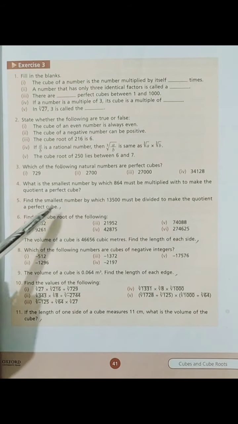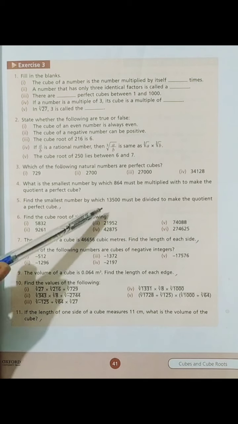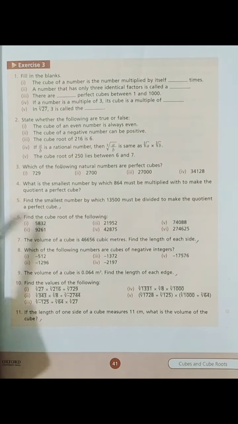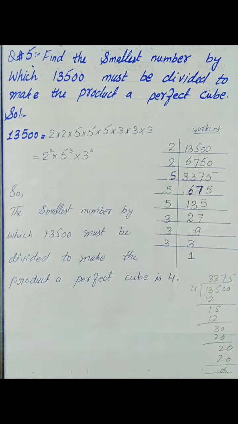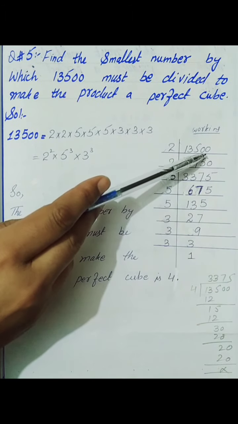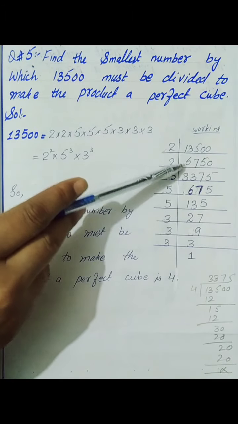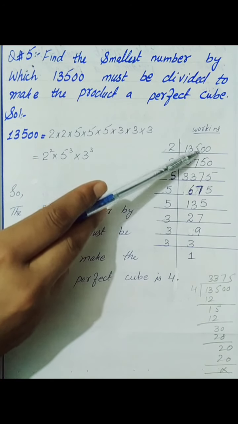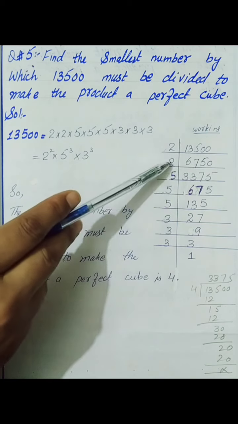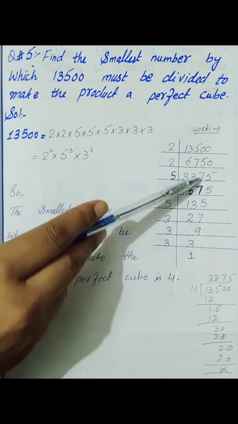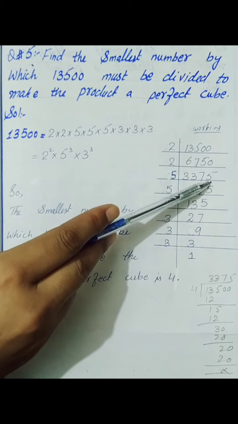Next question: find the smallest number by which 13,500 must be divided to make the quotient a perfect cube. Firstly we factorize 13,500. The last digit is an even number, so it is divisible by 2. 2 6s are 12, 1 carry, 2 7s are 14, 1 carry, 2 5s are 10 and then 0. 2 3s are 6, 2 3s are 6, 1 carry, 2 7s are 14, 1 carry, 2 5s are 10.